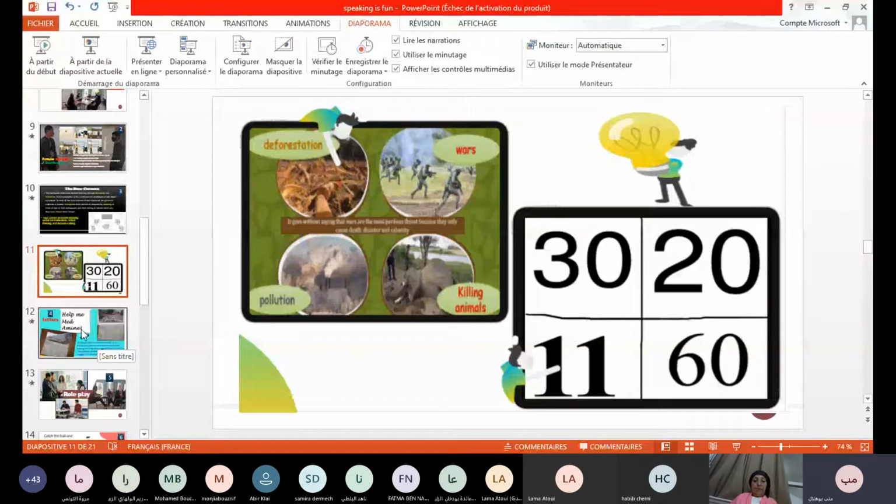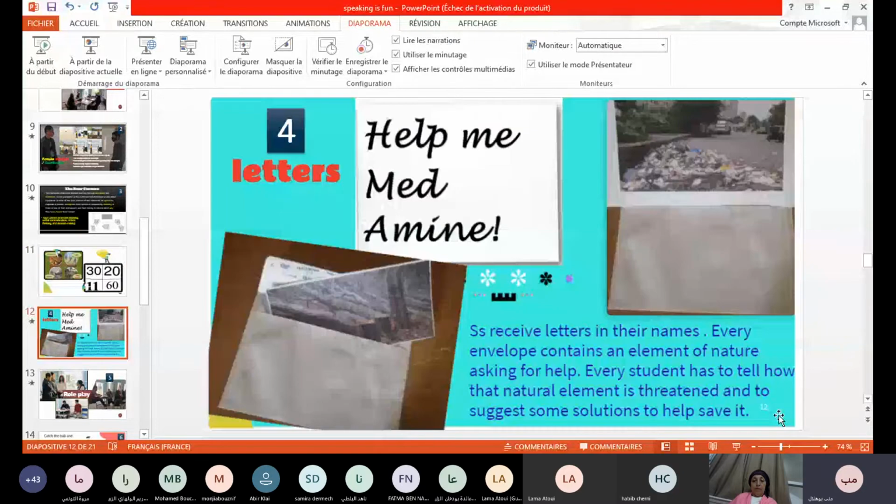Number 4, letters. Now, I have my students receive letters in their names, and every envelope contains an element of nature asking for help. Every student has to tell how that natural element is threatened and suggest some solutions to help save this natural element. I invented this idea just to break with the classroom routine. The students felt really excited to receive these envelopes with their names on, and they opened the envelope to find a picture and their names, and this picture asking for help.